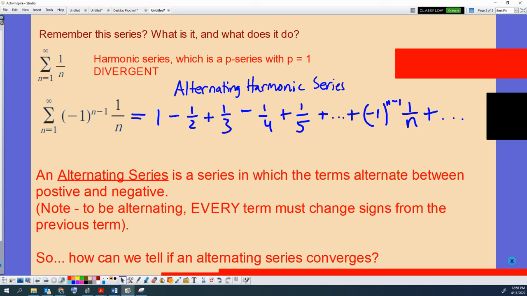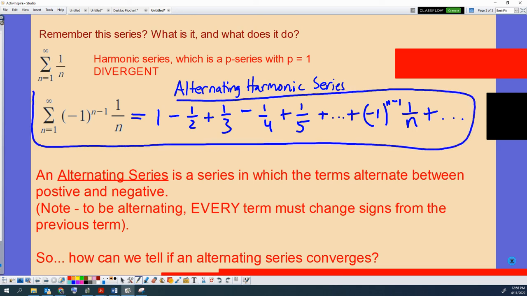Anyway, how can we tell if an alternating series converges? That's going to be the next video. I'll cut this off here in a second, but let me just point out the first one we're going to look at is this series right here, the alternating harmonic series. So maybe before you get into the next video, think about this for a minute. We know the harmonic series diverges. Do you think the alternating harmonic series would also diverge, or do you think that one might converge, and why?